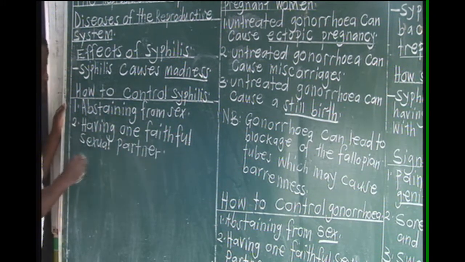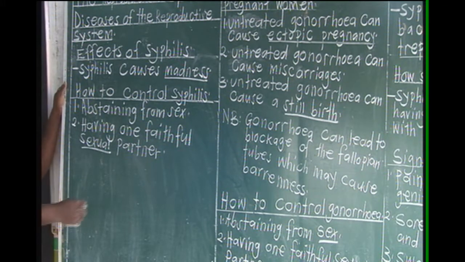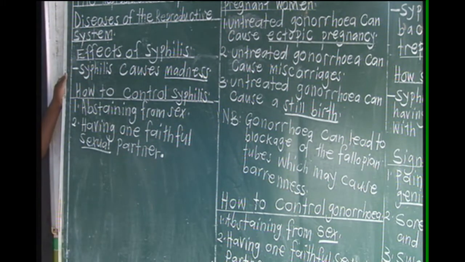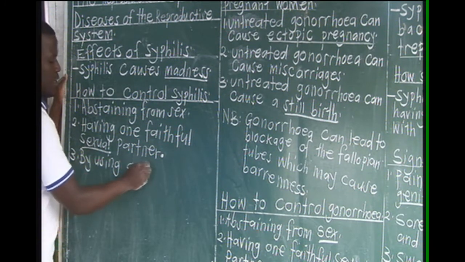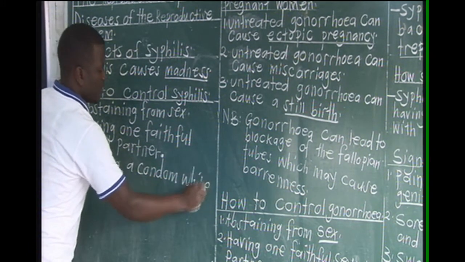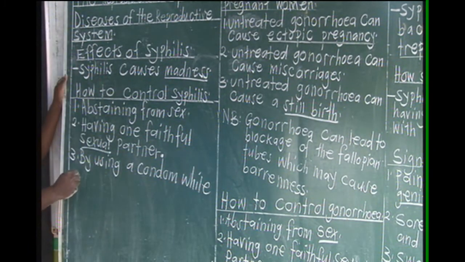The word sexual here is very important. Don't just say by having one faithful partner, because we also have business partners. Having one faithful sexual partner. Then number three is by using condoms while having sex. And this condom must be used correctly while having sex.